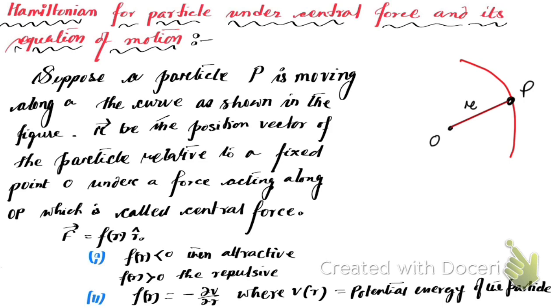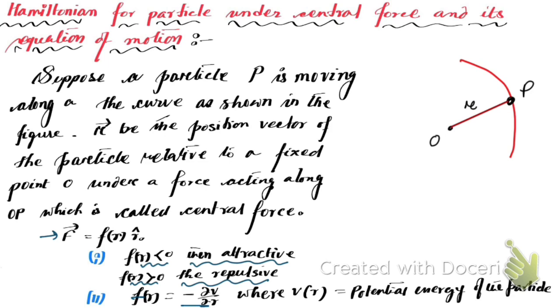So as I have already mentioned, this central force is given by this expression, and if it is less than 0, then this is attractive. If this is greater than 0, then it is repulsive. And this is also the negative of the partial derivative of the potential, right? So we can consider that way.